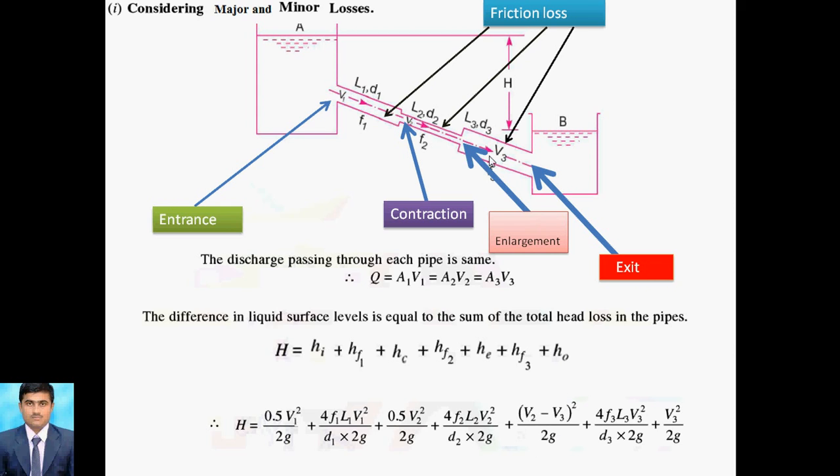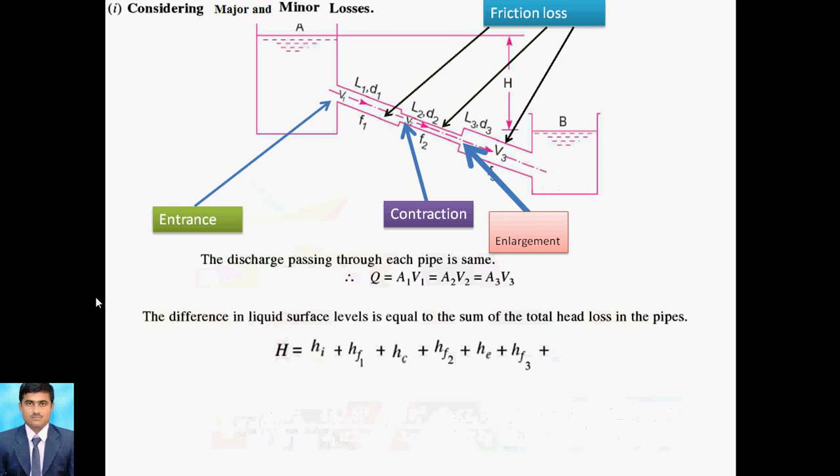This is for expansion. Then again there is length, that's why friction loss is there. This friction loss is computed by 4 F L V square by 2G. For section 3, I can write F3 L3 V3 square over D3 into 2G, plus HO. HO means exit loss. So exit loss is at point number 3, that's why I can write V3 square by 2G. So this is the formula for calculating the difference in liquid level between the two heights, that is point A to B, or level A to B.